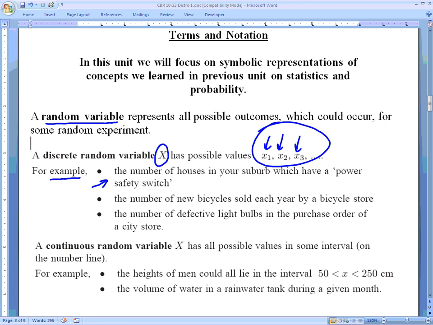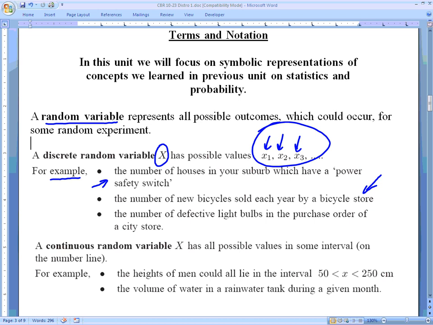Moving on, the number of new bicycles sold each year by a bicycle store. Well, depending on which store we're talking about, that could be a different amount of bicycles. It could be 100 at one store, 50 at another, 150 somewhere else. The number of new bicycles sold each year, this wording is big X. Those values that I read off, 100, 50, 150, those are data values, also known as little x. And so on and so forth. So the last example, the number of defective light bulbs in the purchase order of a city store. So each order could have a different number of defective light bulbs. The actual values would be little x, and this label here, this wording, this variable is big X.